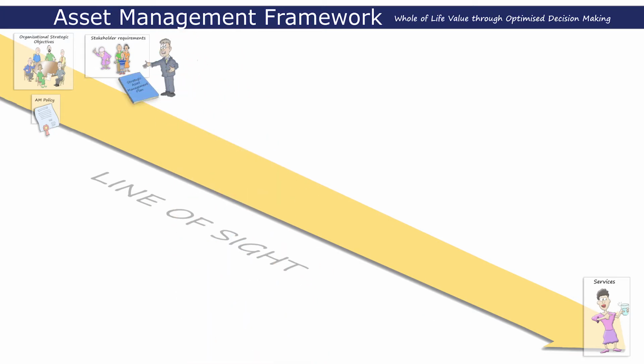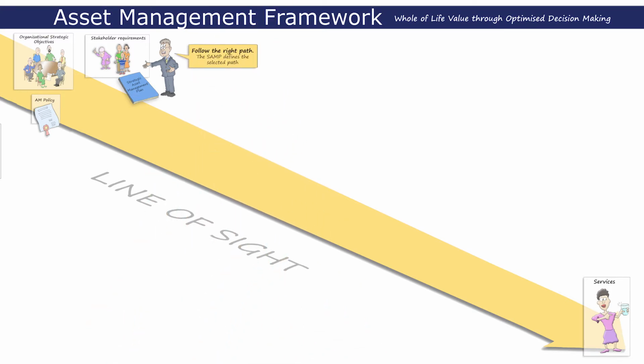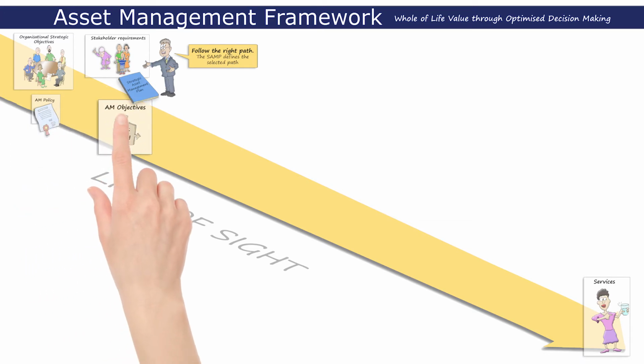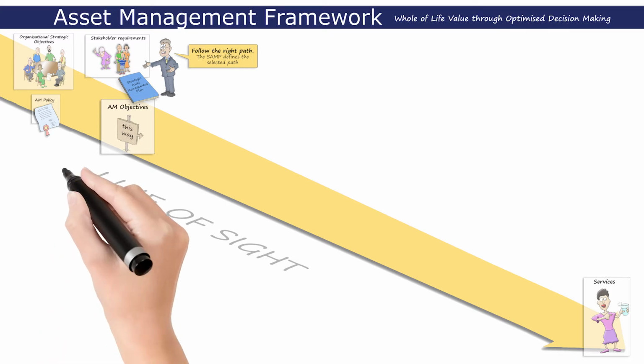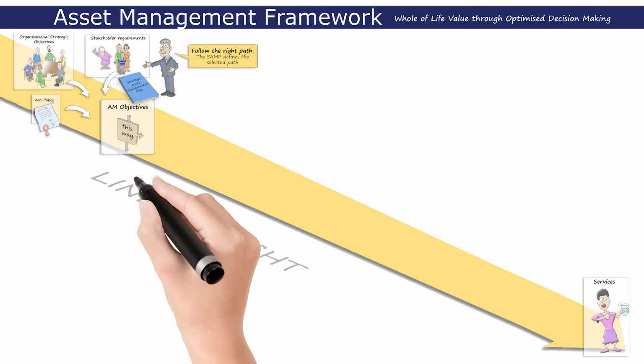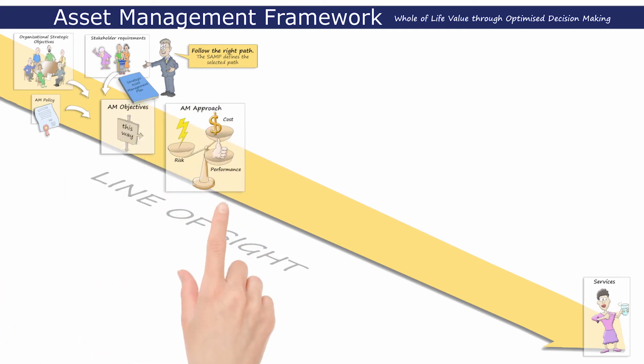A strategic asset management plan, otherwise known as SAMP, helps define this. It's like going on a journey, and the SAMP tells us the right path to follow. A key part of the SAMP is to define the asset management objectives. They specify what we are aiming to achieve in relation to the management of our assets and provisions of the associated services. The SAMP also explains the approach to achieve the asset management objectives.